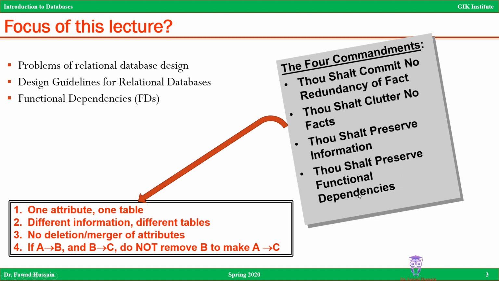Now this video is about functional dependencies. We are going to look at what functional dependencies are in detail in the rest of this video. In summary, what this means is that if I have something, A and B are attributes.